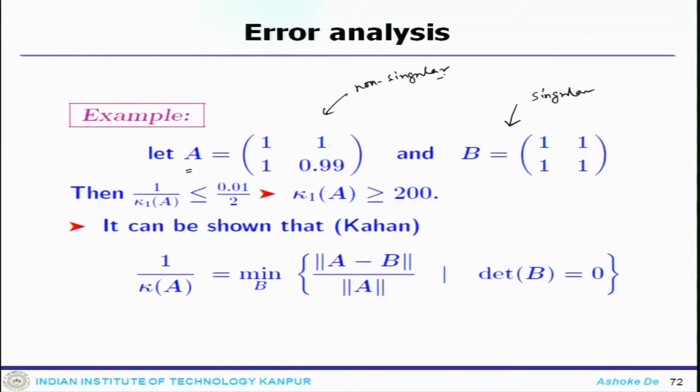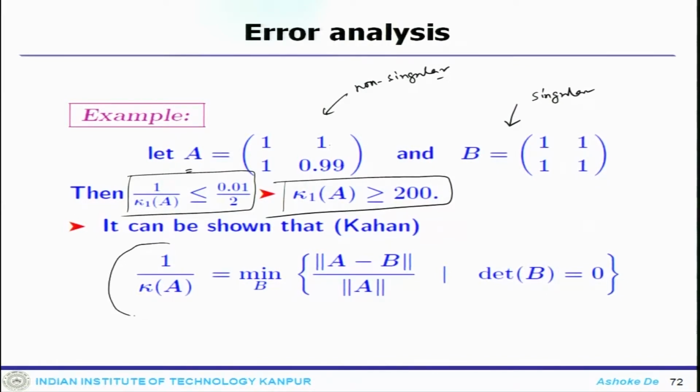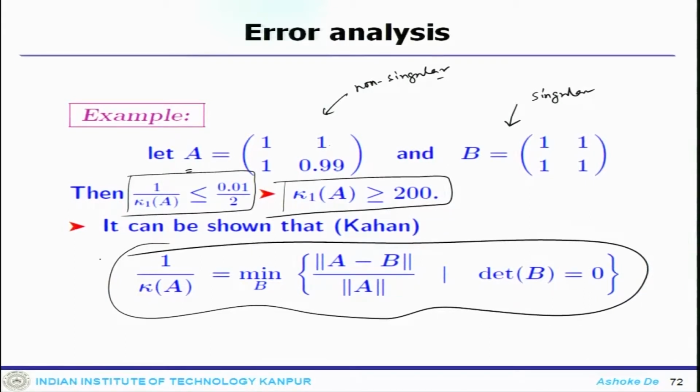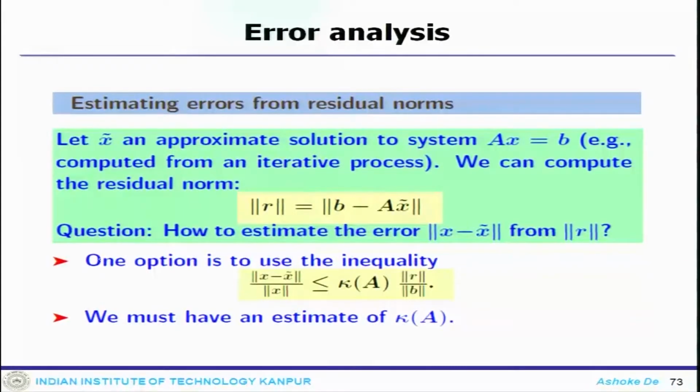Then one has to show that 1 by condition number is less than that, or rather condition number of A is greater than or equal to 200. So, you can show that this is the minimum of this and find out those numbers.